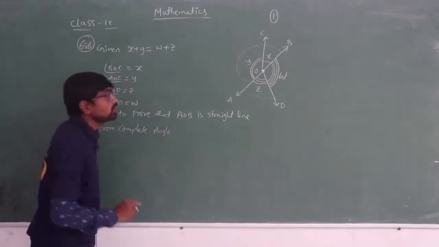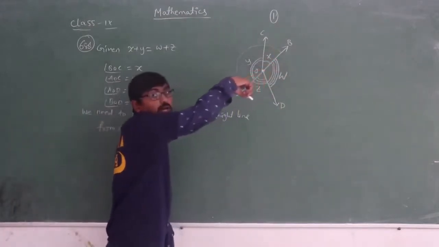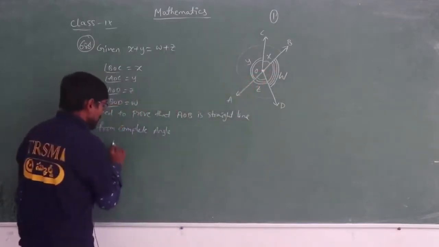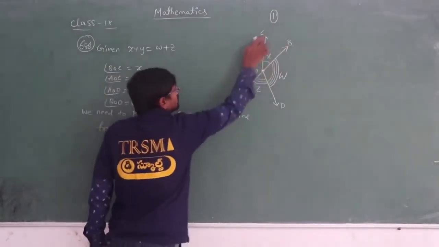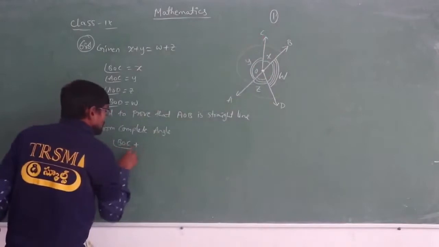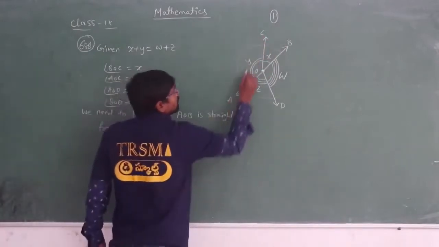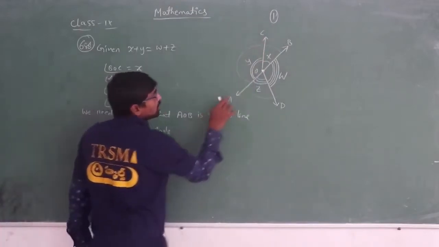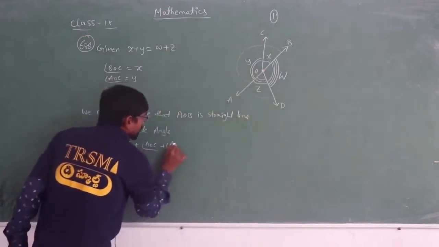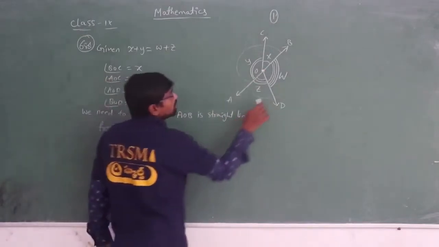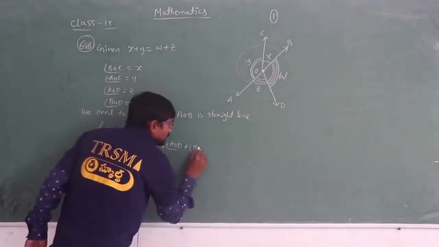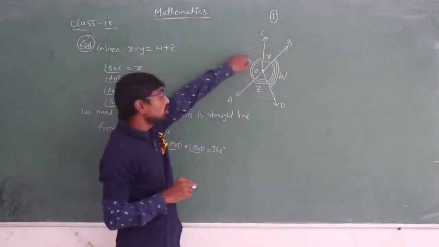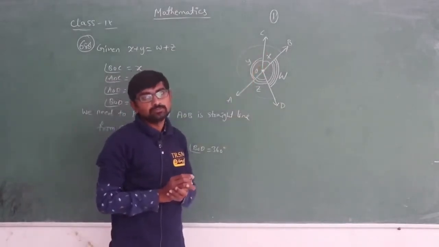From a complete angle, what do we know? We know that the value of all the angles is equal to 360 degrees, isn't it? So first we will start with angle BOC plus angle AOC plus angle AOD plus angle BOD is equal to 360 degrees. From a complete angle, on adding all these angles we will be getting 360 degrees, isn't it?